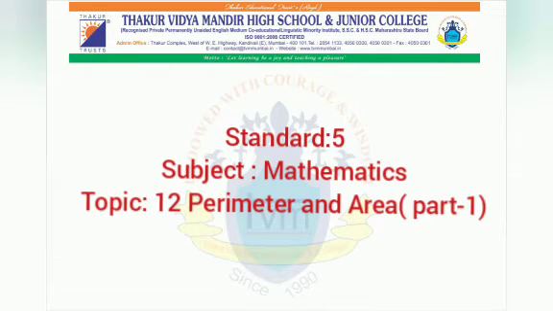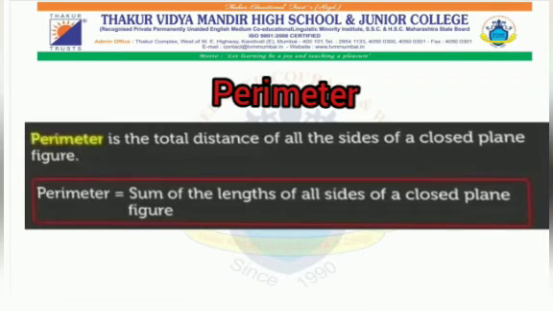Subject Mathematics. Topic Perimeters and Area, Part 1. Students, let us understand what perimeter means. Perimeter is the total distance of all the sides of a closed plane figure. That is, perimeter equals the sum of the lengths of all sides of a closed plane figure.